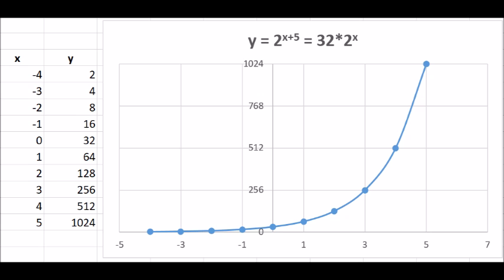This is for the function y equals 2 to the x plus 5, which is the same as y equals 32 times 2 to the x. Notice in green that the x values range from -4 to 5, like the second graph we saw. However, the scale on the y-axis reaches 1024, as seen in orange. This scale was seen on the first graph we saw.